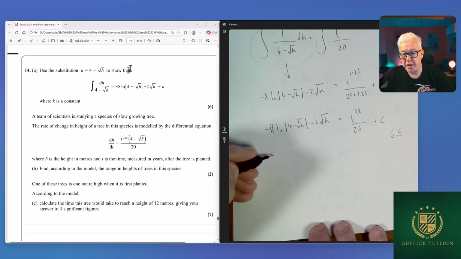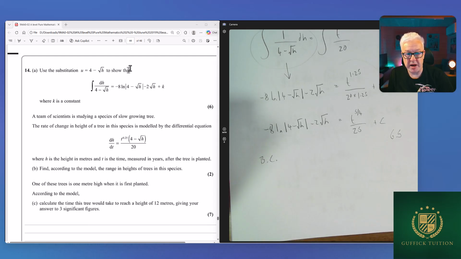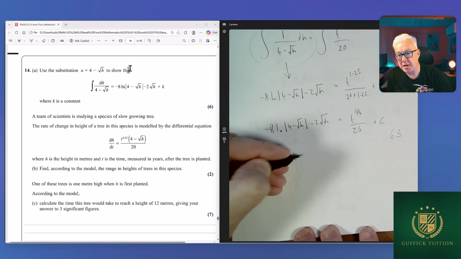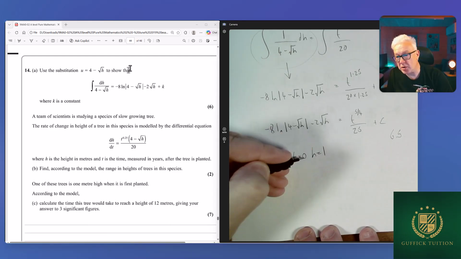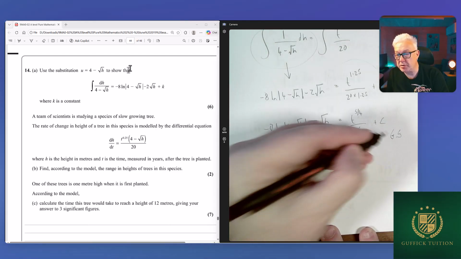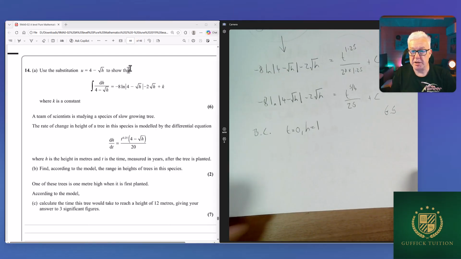In order to work out what the constant is, we would need a boundary condition, and they've given us a boundary condition. They've told us that one of the trees was 1 meter high when it was first planted. So that means that when t is 0, h is 1. So we're going to sub in our boundary condition into our general solution to work out our particular solution.